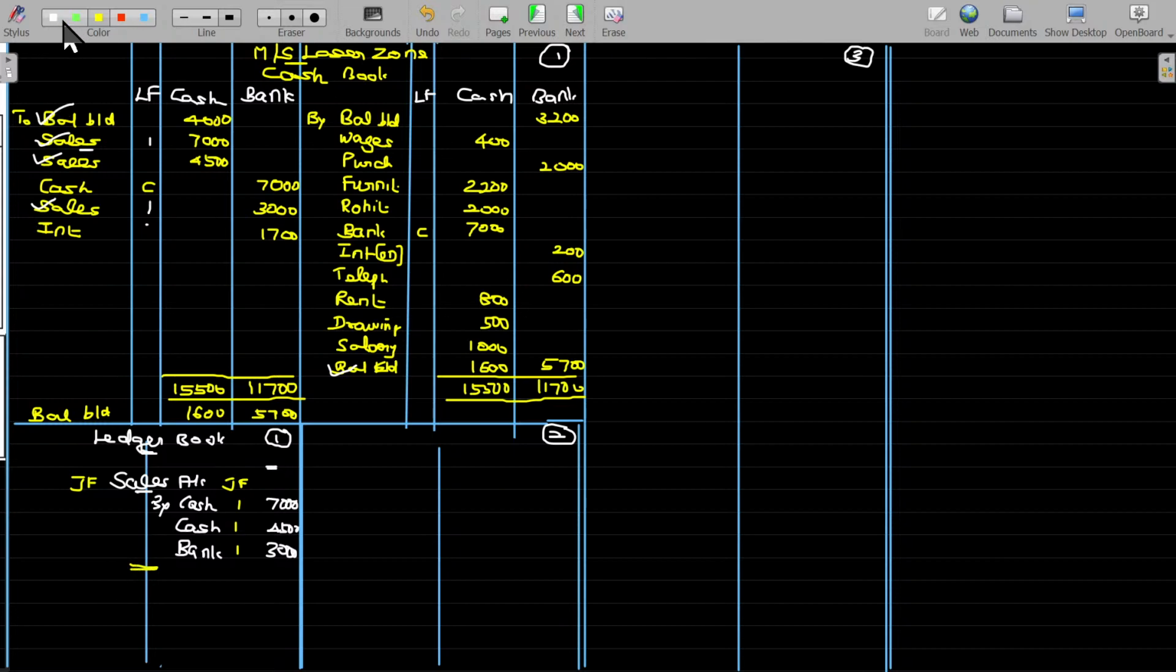Then let's go for another account. Now my question is, can I open the cash account? Now remember, this cash column of the cash book is similar to the cash account. So we no need to open the cash account. This bank column of the cash book is similar to the bank account. So we are not opening these two accounts. What? Cash account and bank account not going to be opened.